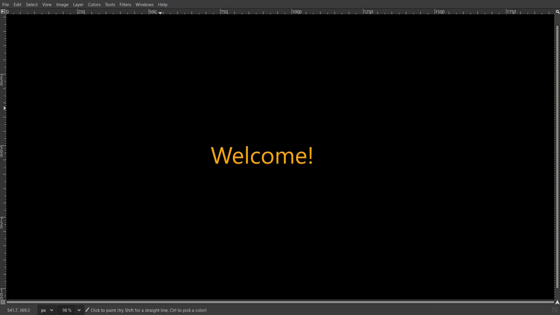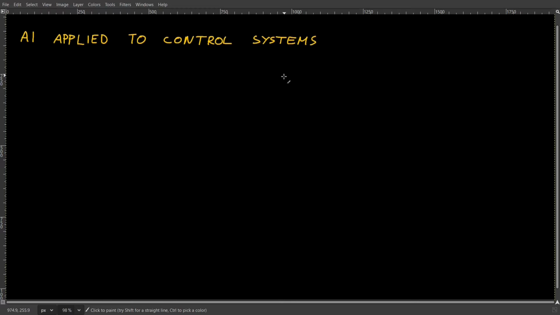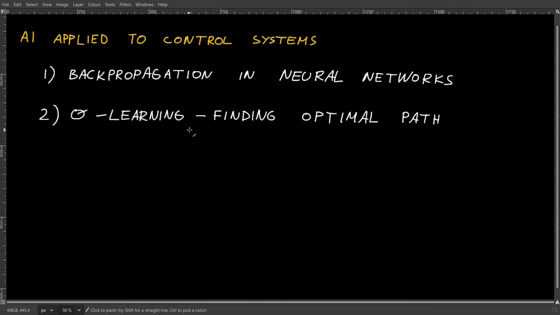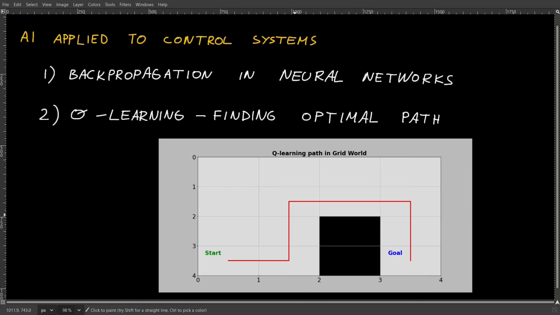Welcome to this mini tutorial on artificial intelligence, or AI, applied to control systems. In this mini course, I will first give you an intuition on how backpropagation works in neural networks. I will then show you how Q-learning works in the context of an optimal pathfinding process in a simple grid world. We will have a starting and an ending point, and then an algorithm will use reinforcement learning to learn which the optimal path is from start to finish.